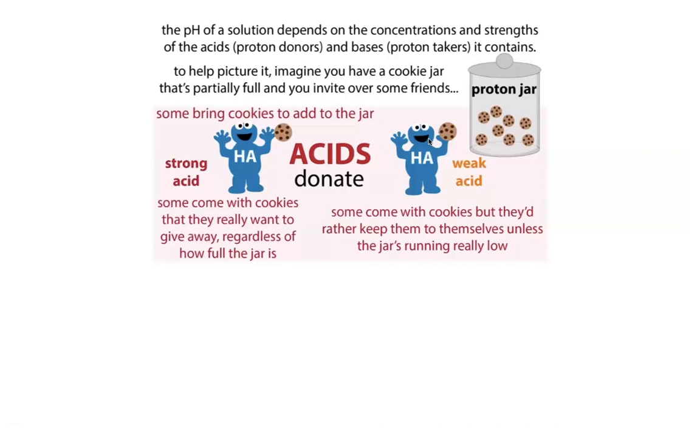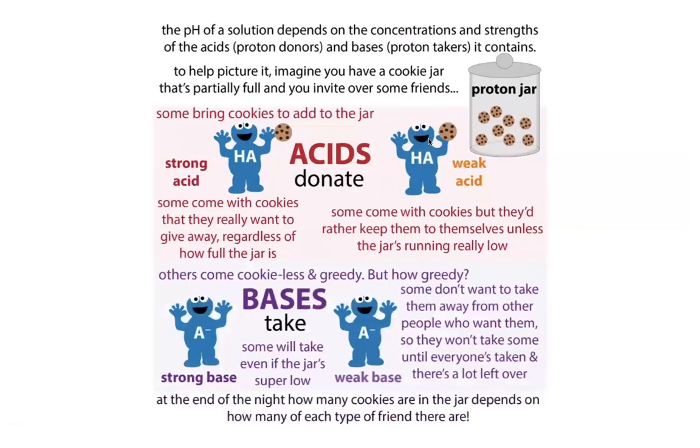Speaking of bases, what if you add a base? What if some of your friends come without a cookie? And some of them come really, really hungry. That would be like a strong base. They're going to take a cookie even if that jar is really low. They really want that cookie.